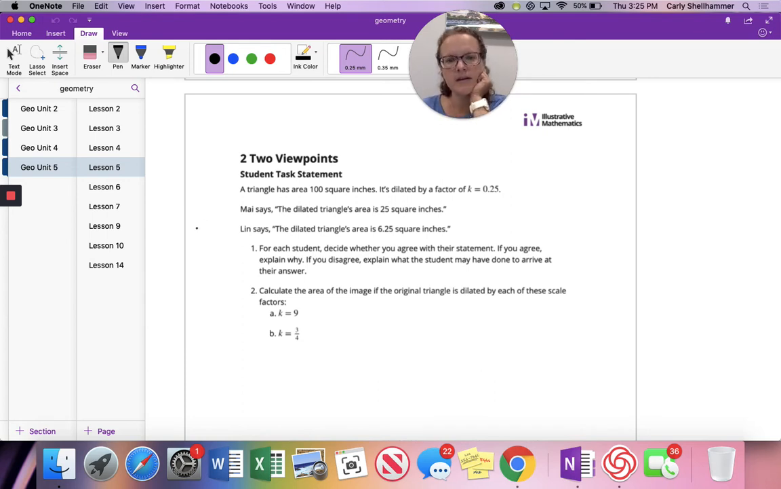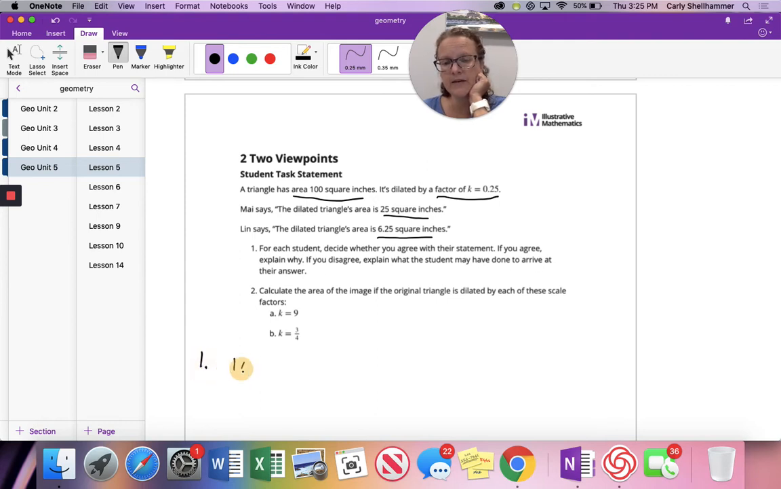All right, a triangle has an area of 100 square inches, and it's dilated by a factor of 0.25. Mai says the dilated triangle's area is 25 square inches. Lynn says the dilated triangle's area is 6.25 square inches. For each student, decide whether you agree with their statement. If you agree, explain why. If you disagree, explain what the student may have done to arrive at their answer.